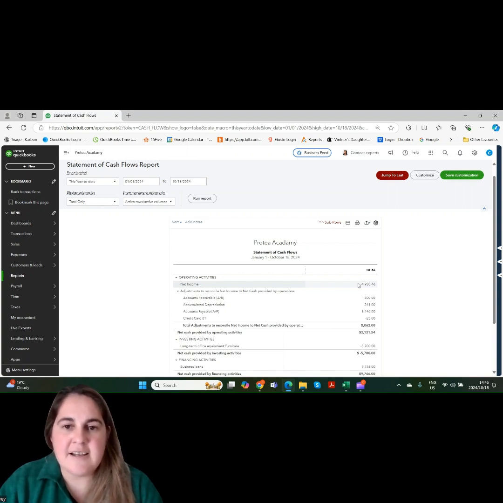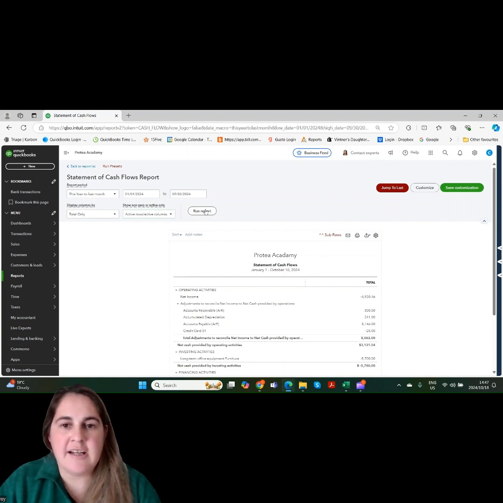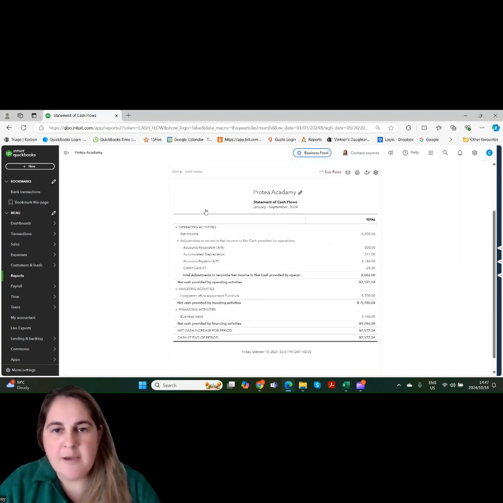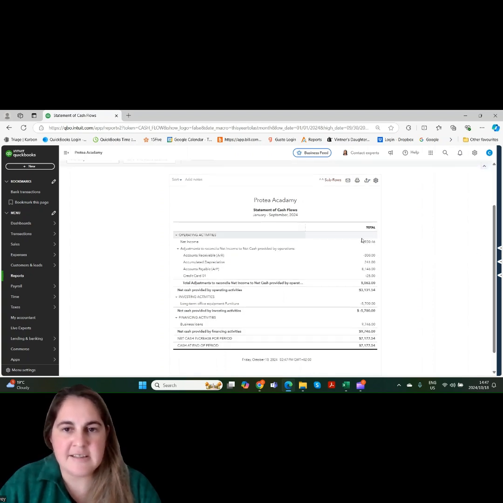Let's take an in-depth look at how the cash flow functions. So at the top of the cash flow, we will have the same options as we have on all our other reports. And we can pull the cash flow for a certain period, change our columns and our displays to run our report. It's important to note that a cash flow is for a specific period, but at the end, it will give you a period balance at your ending date.